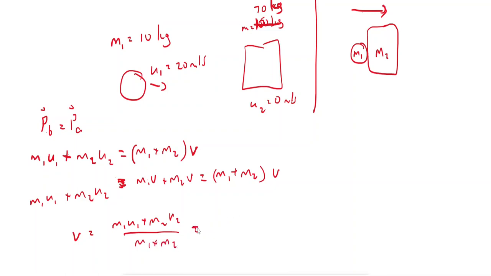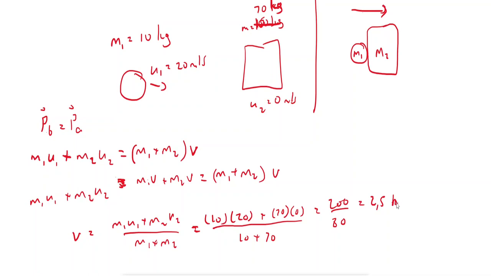So this becomes M1, we said is 10 kg. Then we said this is 20. And then we said this is 70, but then this U2 is 0. And then this is 10 plus 70, which is 80. So this is just 200 over 80. Then the speed is going to be 2 point something. Okay, so the speed is going to be 2.5 meters per second. I nearly said kilogram, thinking it's actually momentum. All right, so basically this is my final speed.